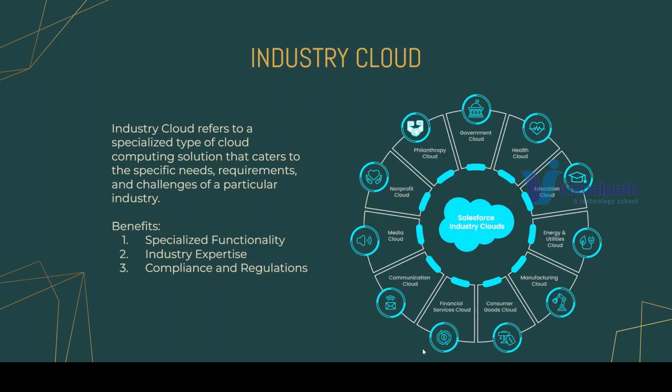If you see here the diagram, there are so many industries which are present. Based on that you will get a specialized functionality for each of these industries. Now if I go with the details, what it is telling is that Industry Cloud refers to a specialized type of cloud computing solution that caters to the specific needs, requirements and challenges of a particular industry, right? So it's industry specific, it's not business specific but industry specific. From that industry, what businesses can be done, that will all be present on this Industry Cloud.